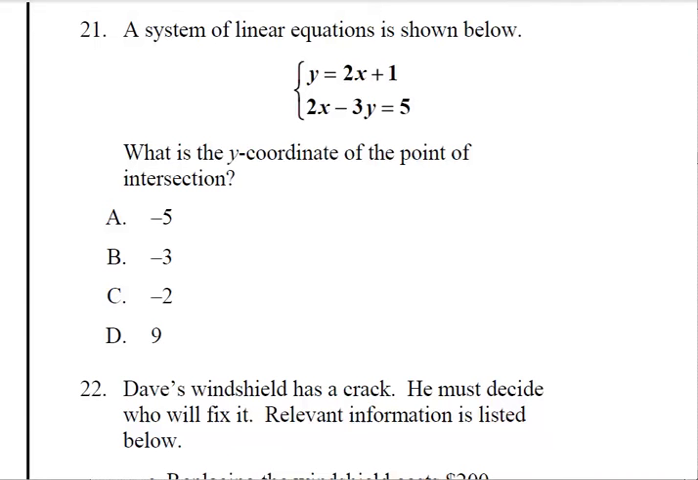Let's do one more problem for the proficiency exam. The problem here in front of you is problem number 21, and it asks you to find the y coordinate of the point of intersection for the given system of equations, or the given lines. Obviously we're talking about linear equations. As you can see, x and y are of first degree, and you have the four options A, B, C, and D.